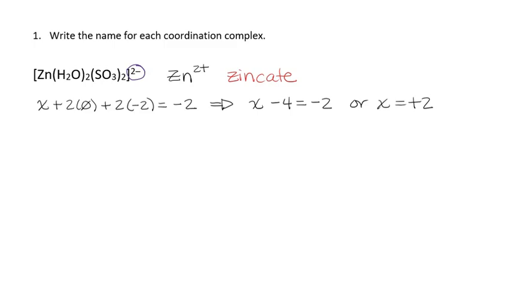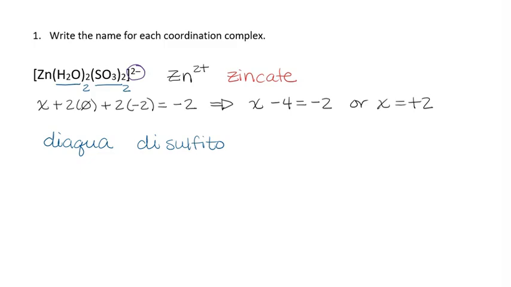The next thing we'll look at will be our ligands. So we have water as a ligand, and there are 2 of them. And we have sulfite as a ligand, and there are 2 of them. So our water ligand is aqua, but because we have 2 of them, we're going to call it diaqua. Our sulfite, we also have 2 of them, so it's disulfito. Remember, with the anionic ligands, we simply change the E in the anion name to an O for the ligand name.